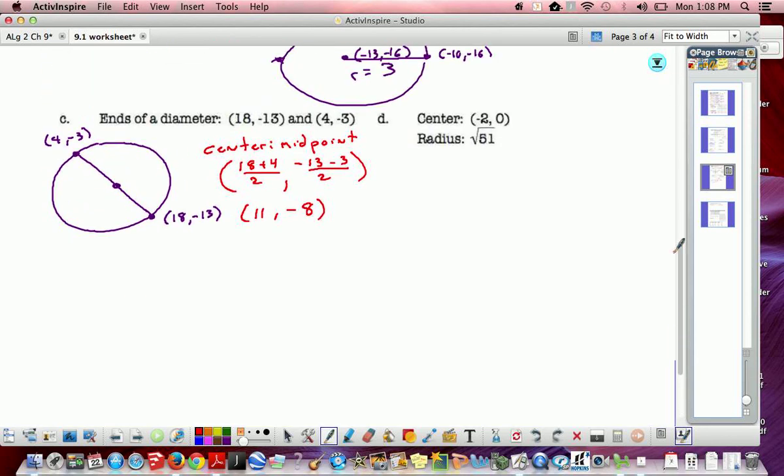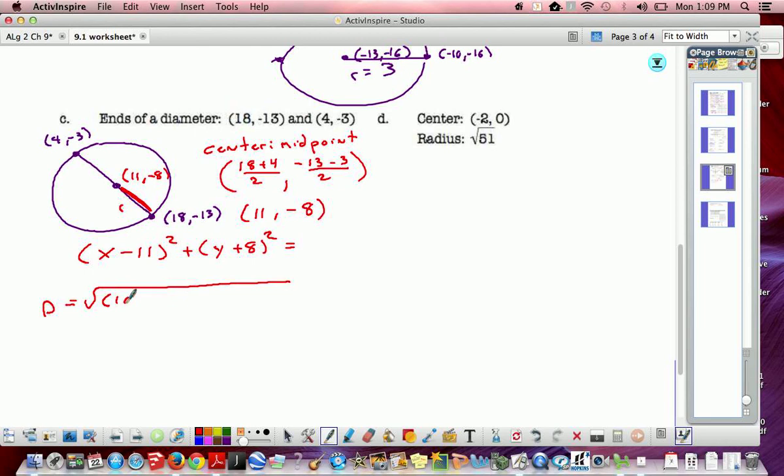Now, here's my center. So my equation's looking like this. (x minus 11) squared plus (y plus 8) squared equals, and I've got to figure out r, the radius. Well, I know that this point is at (11, -8). So now all I have to do is use the distance formula between those two points. So distance is equal to, subtract my x's, (18 minus 11) squared plus (-13 minus -8) squared.